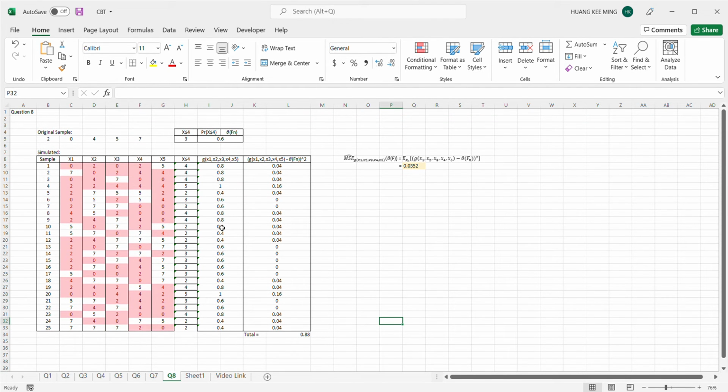For the empirical distribution, there are 3 out of 5 days with the number of claims less than or equal to 4. Therefore, the parameter theta Fn, which is also the probability of the number of days with claims less than or equal to 4, is equal to 0.6. Then, we need to calculate the expected square difference under the empirical distribution. There are 25 possible samples of 5 days simulated, and each sample has a probability of 1/25. There are 2 steps to calculate this expected square difference.